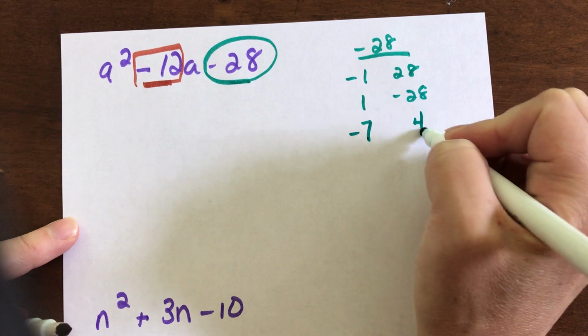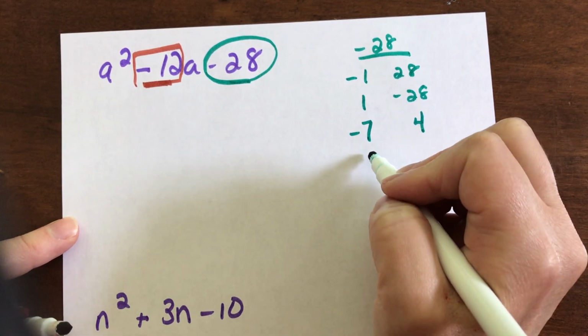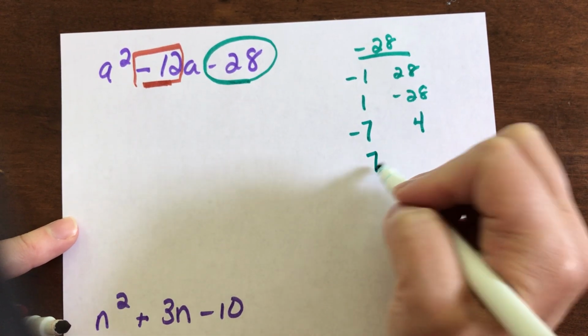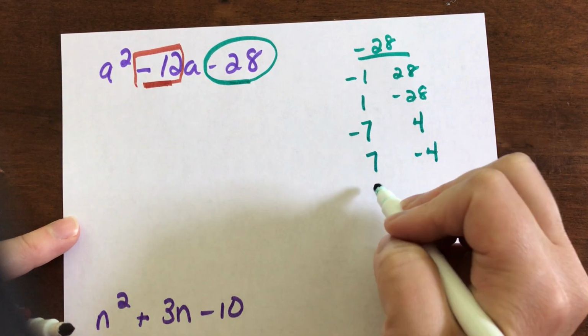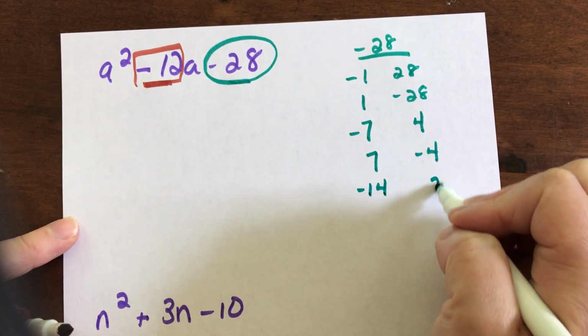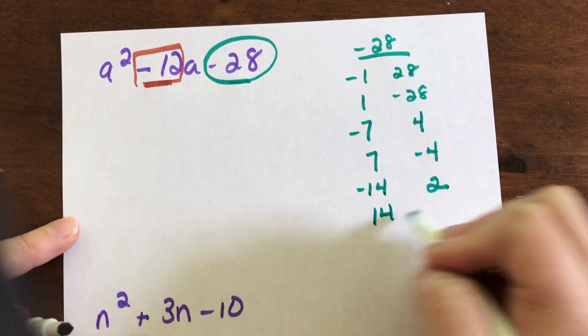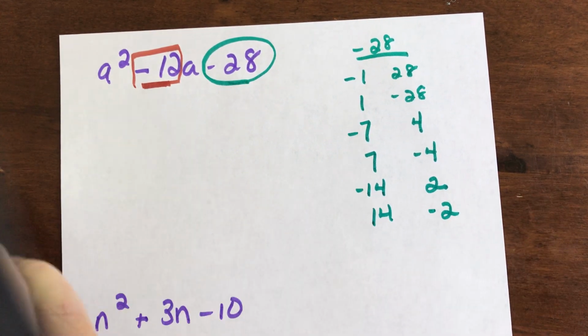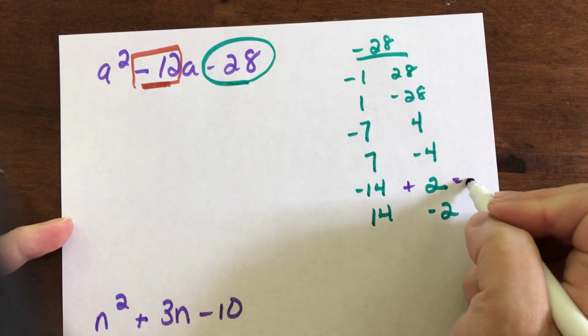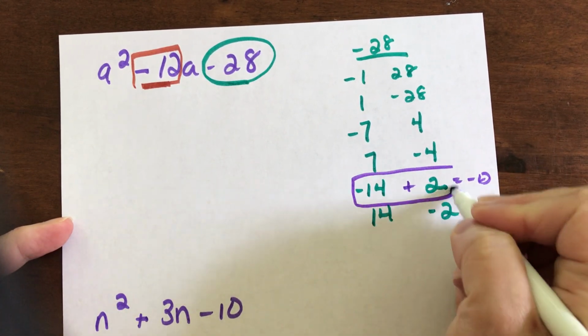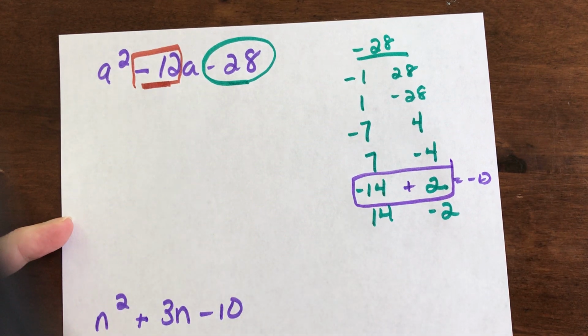Negative 7 and 4 is going to be negative 3, whereas 7 and negative 4 is going to be positive 3. So then we have negative 14 and positive 2, or positive 14 and negative 2. So which one of those is going to give me the negative 12? This one right here. That's going to give me the negative 12. So those are the two factors I'm going to use, negative 14 and positive 2.